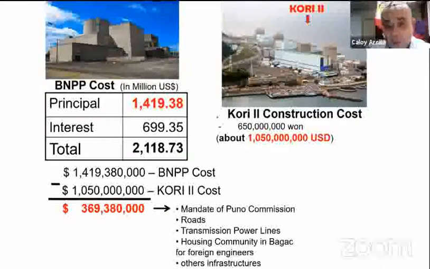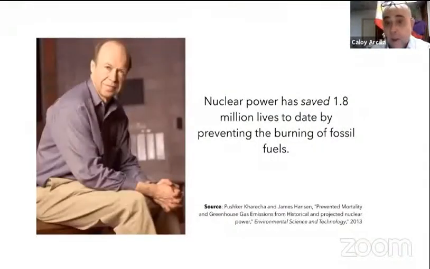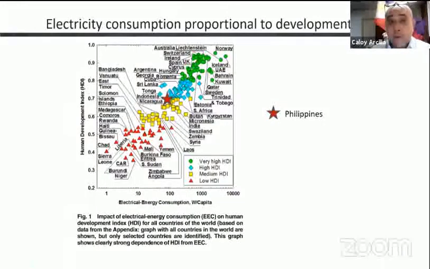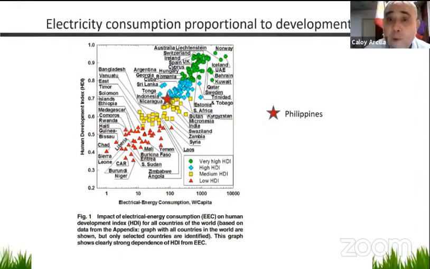Okay, the cause of this, I'll leave that to that. But now even James Hansen has said that nuclear power has saved millions of lives by preventing the burning of fossil fuels. And electricity consumption is proposed to drive development.